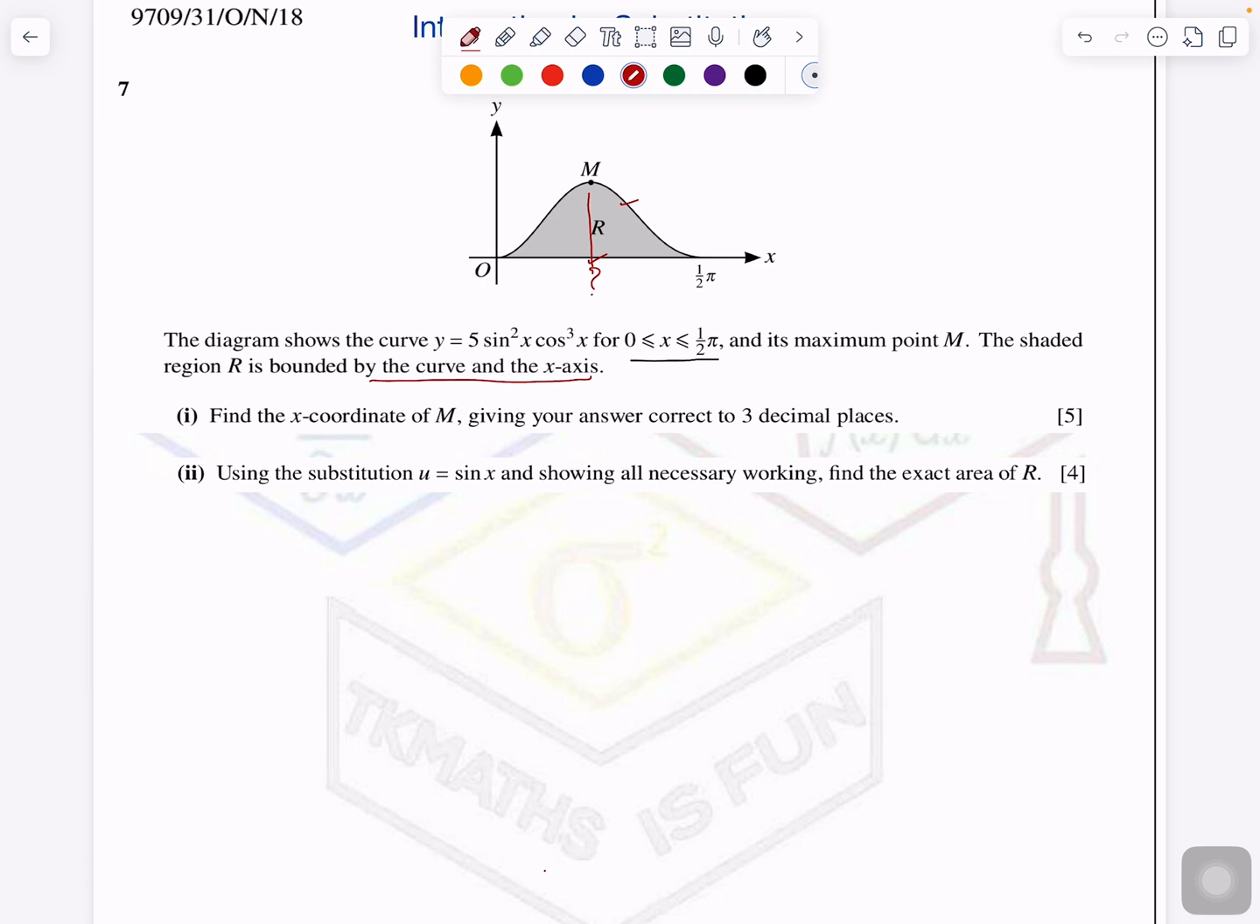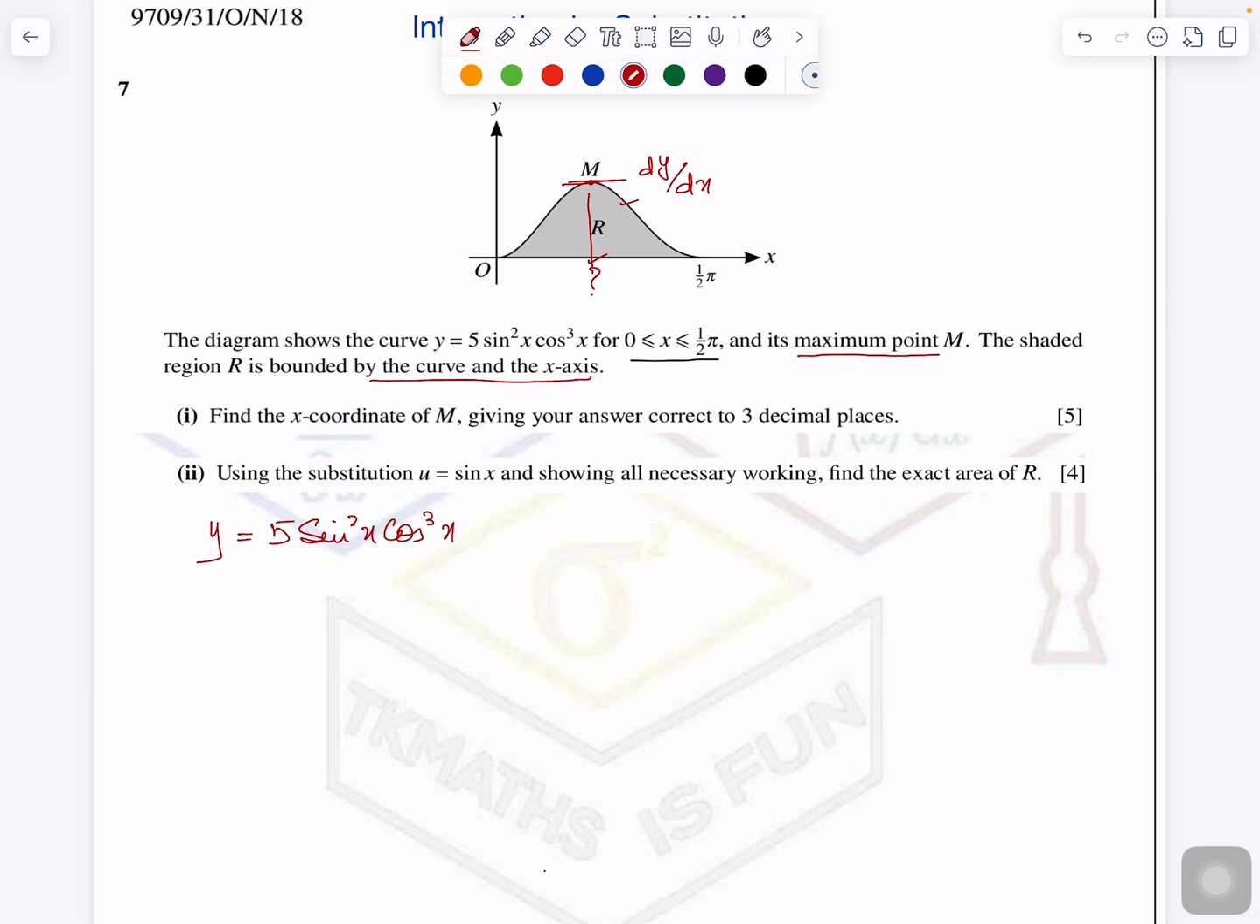The number one thing which comes to our mind immediately, when we are talking about the maximum point, is that it means the stationary point, where the rate of change is 0, which means dy over dx is 0 here, because at maximum and minimum points the rate of change is 0. So let's differentiate this equation first of all: sine square x cos cube x.